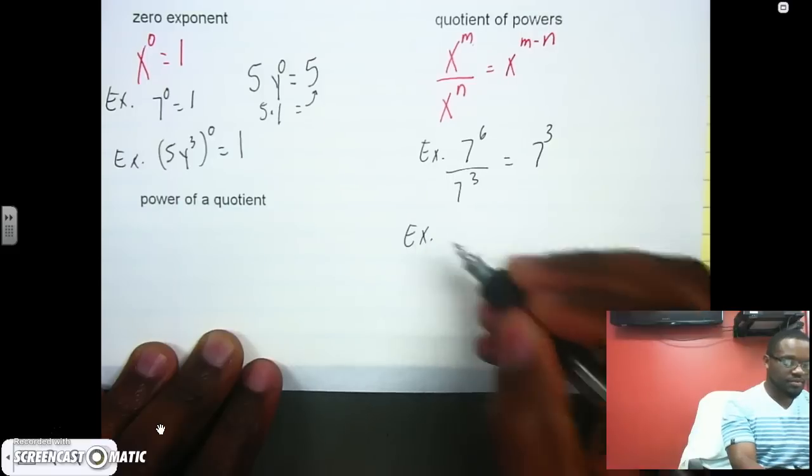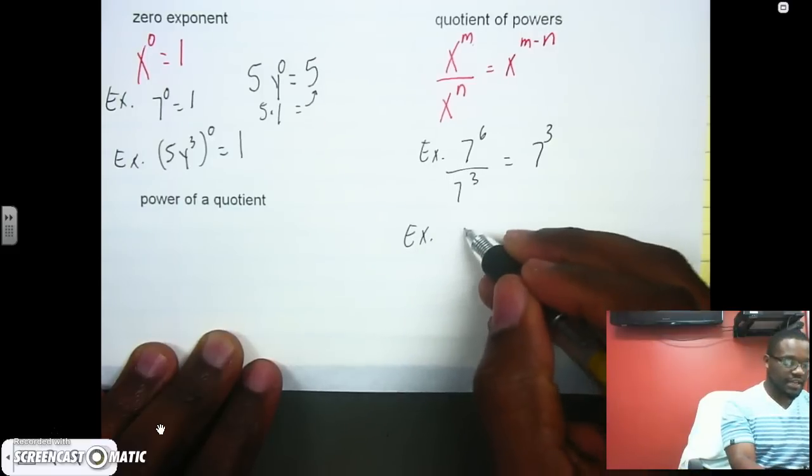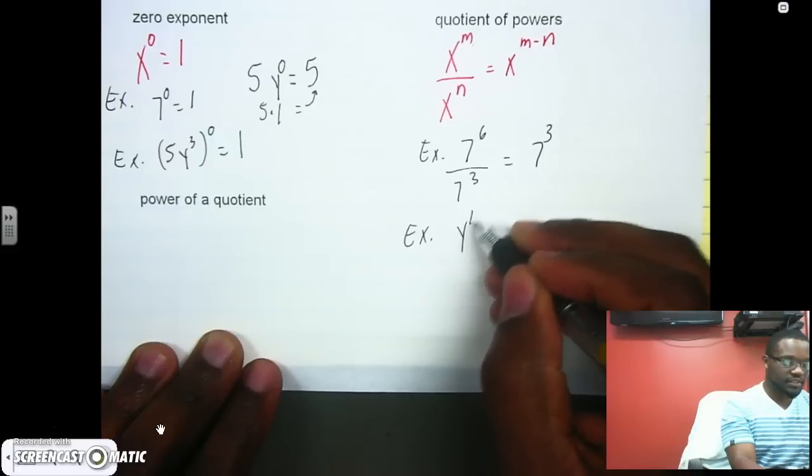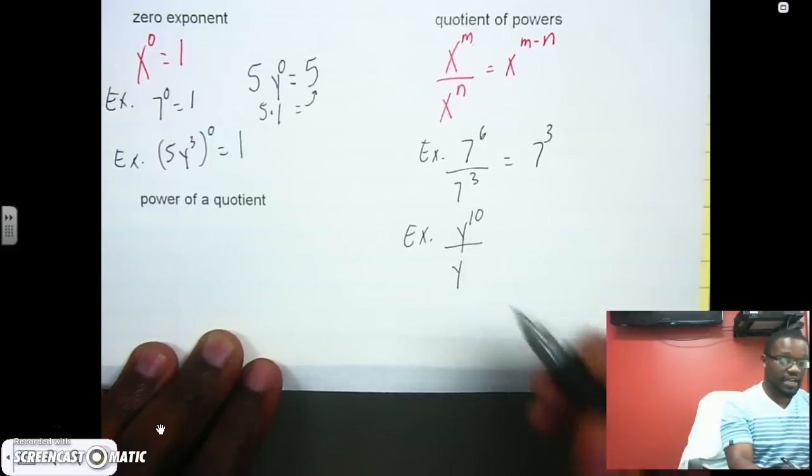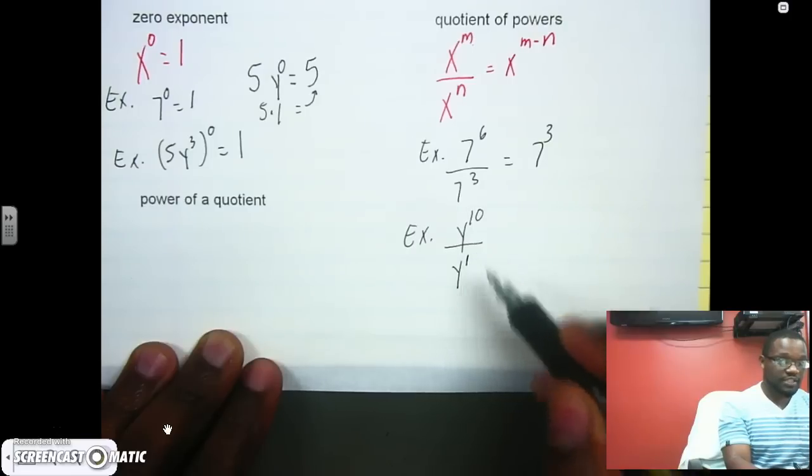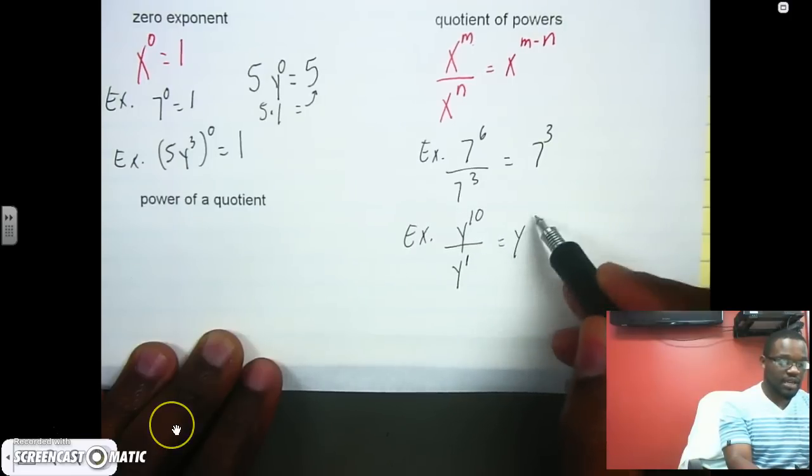Another example would be y to the 10th divided by y. Remember, that's really y to the 1st power, so this will equal y to the 9th.